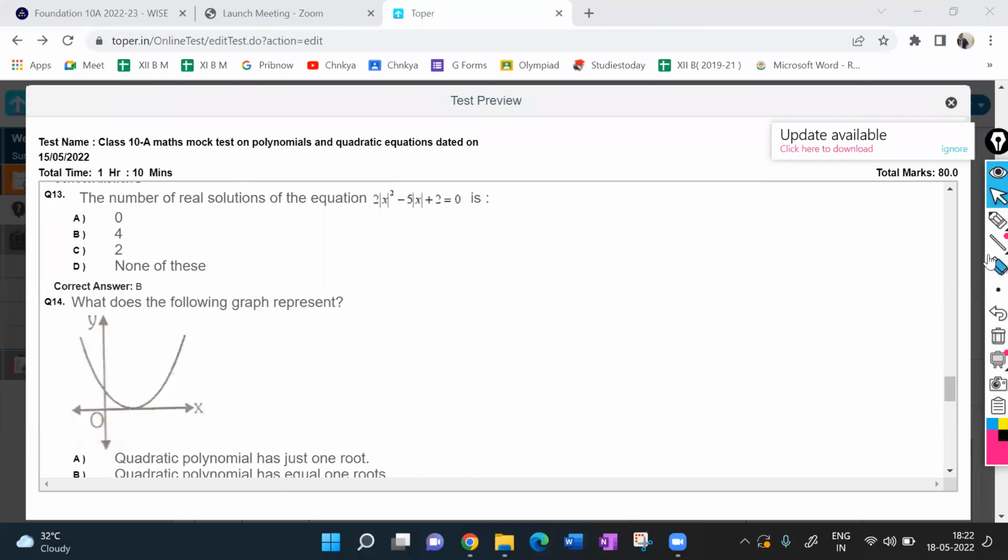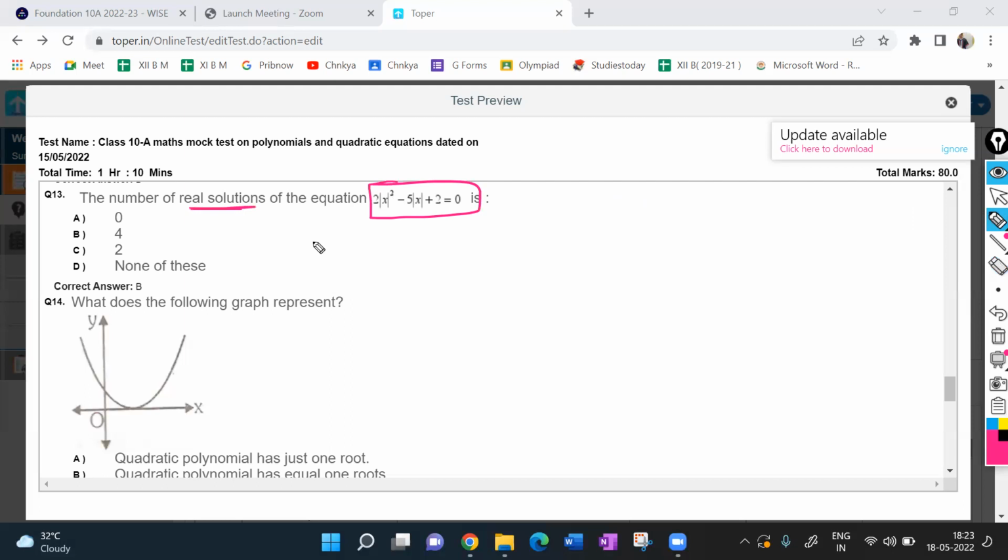Very simple, beta. Look, let me tell you. Modulus of minus 2 would always be plus 2. Modulus of plus 2 is also plus 2 only. Basically, as Bhargav said, we take the absolute value of any number which is in modulus. Now, if you have a look at this question, the number of real solutions of this equation.